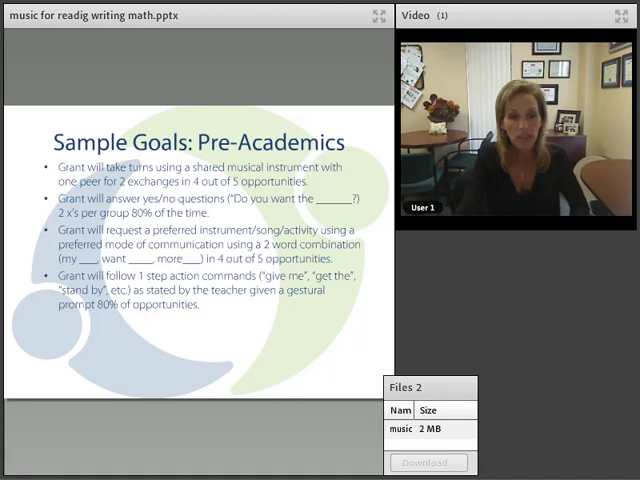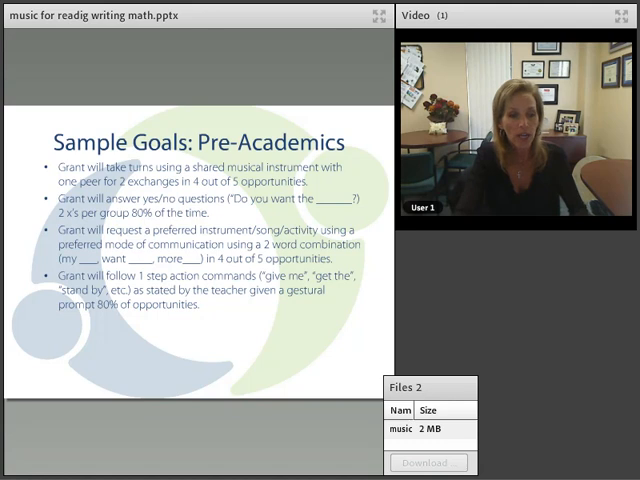So let me show you some sample IEP goals that might be used, or maybe if you're working on a home program, these might be some goals that would be incorporated into the home program. Grant will take turns using a shared musical instrument with one peer for 2 exchanges in 4 out of 5 opportunities. So you may not necessarily have to specify that it's using a shared musical instrument. The goal might actually be Grant will take turns with one peer for 2 exchanges in 4 out of 5 opportunities. But one of the tools you're going to be using in taking turns is actually a musical instrument, because that might be more engaging for the student.